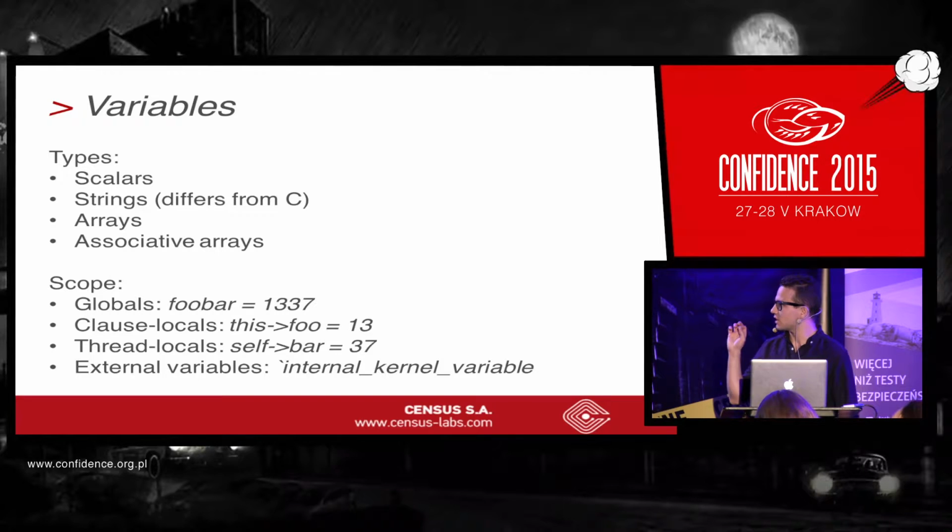So if you want to have a global variable, then you just use name, but without any type. If you want to have clause locals, then you use this arrow foo. If you want to have thread locals, then you use self arrow bar. And if you want to reference external variables, you can do that by backtick. And as an example, you can actually go for the kernel variables.